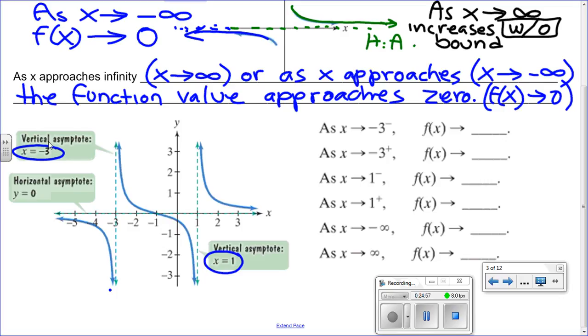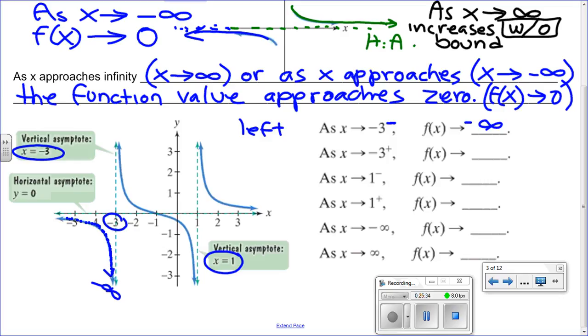So the first question says, as x approaches -3, so here's the x value of -3, correct? So what's happening on the left? Left, because we have this minus here. What's happening on the left? So you're here, right? And then you're getting closer to x equals -3, but what's happening to the y values? Down to where? Down to negative infinity. Nice one.